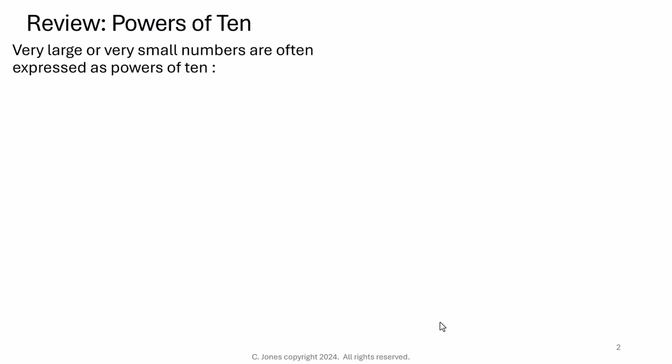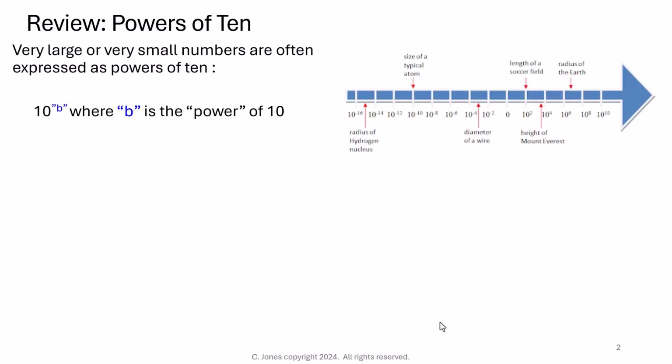Very large or very small numbers are often expressed as powers of 10. This is our format, 10 to the power of b, where b is the power or the exponent of 10. As an example of how this may be applied, I've included here a little graphic that includes the size in meters of various items, objects, things that you may encounter in the physical world.